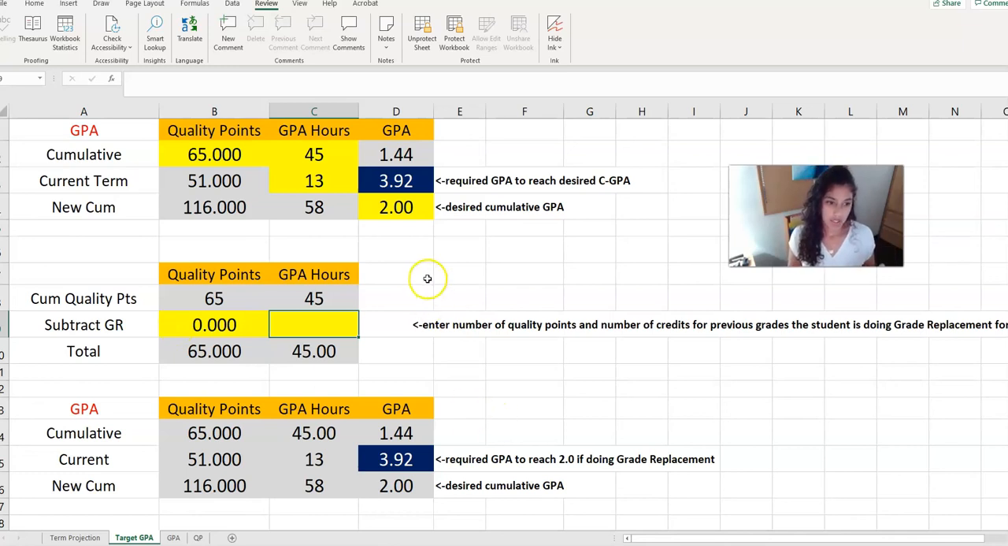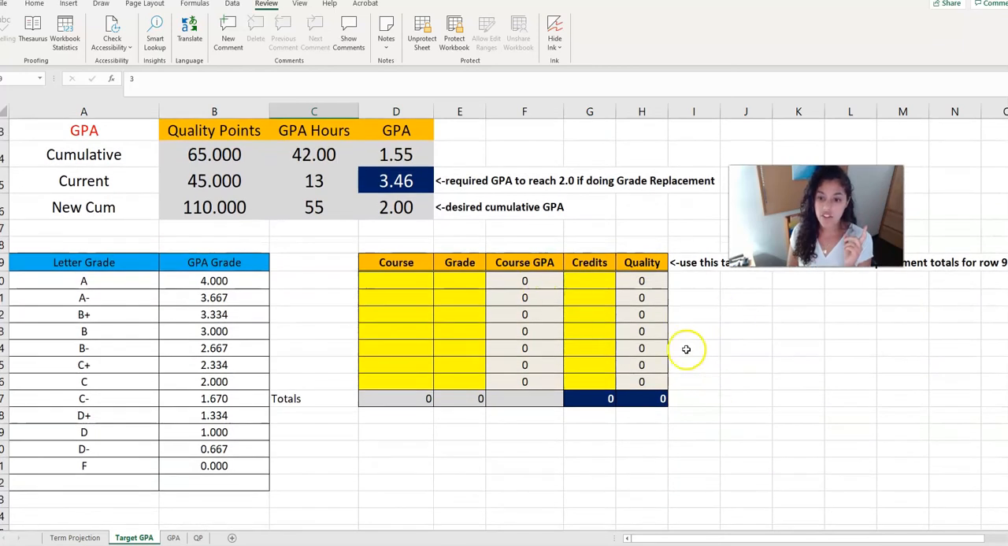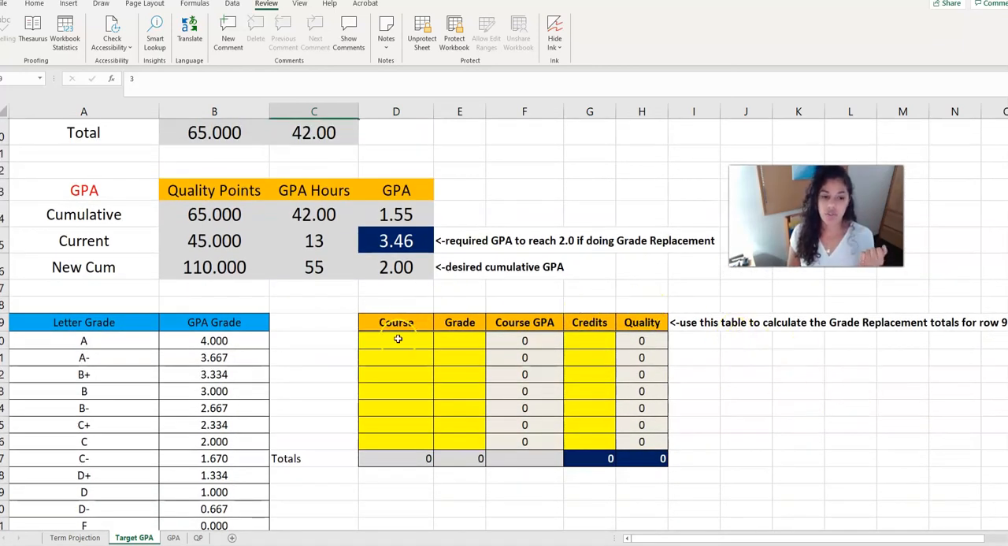So with the quality points, again, we see the yellow boxes that you can fill in. And so if they're only doing 1 class for a grade replacement, let's say they're replacing an F, you can just put that in. That's fairly easy. But sometimes students take more than 1. So we have this chart down here that you can use for those grade replacements.